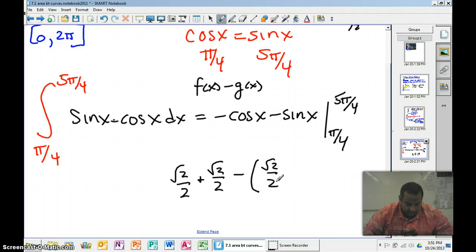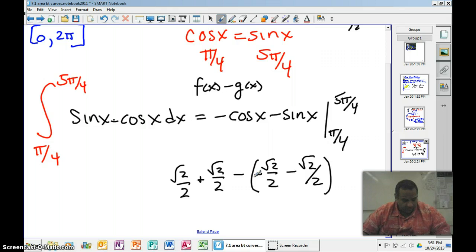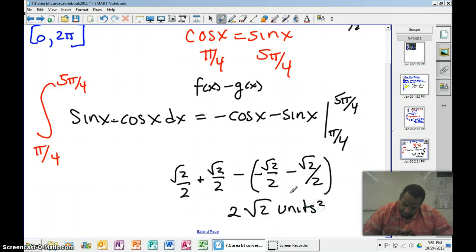And this one, oh, it's got to be negative, because that's square root of 2 over 2, the minus in front. And the minus in front of this one's negative square root of 2 over 2. And yes, you're going to get all these square roots of 2 over 2. 4 times the square root of 2 over 2 is just 2 square roots of 2 square units. That's our area.